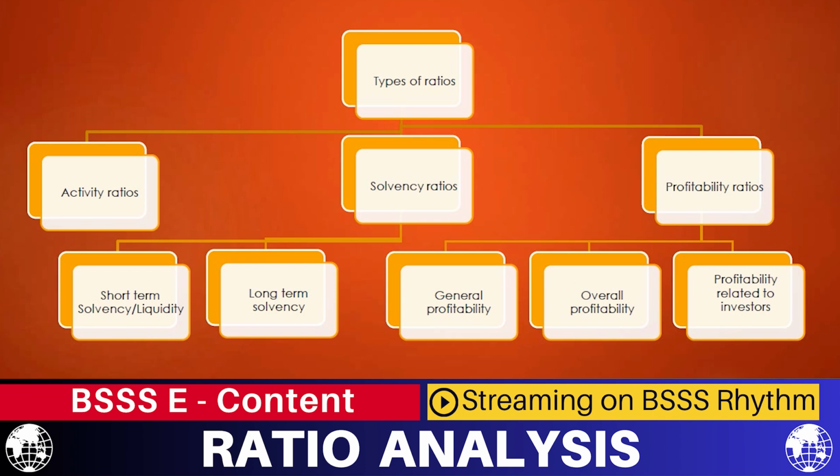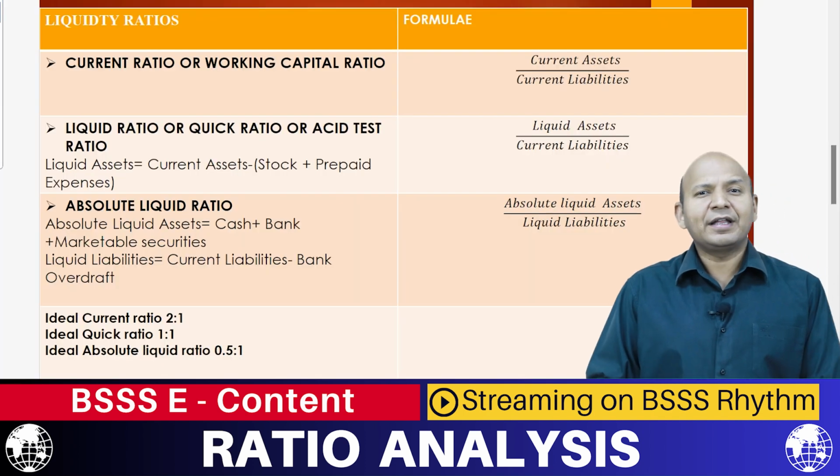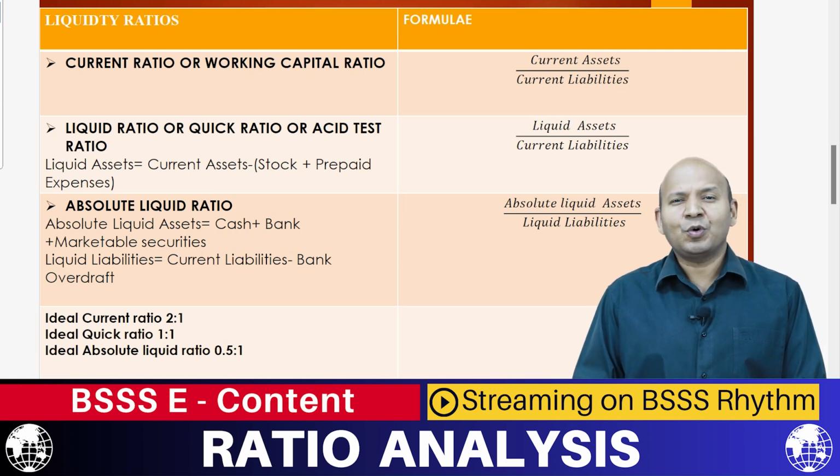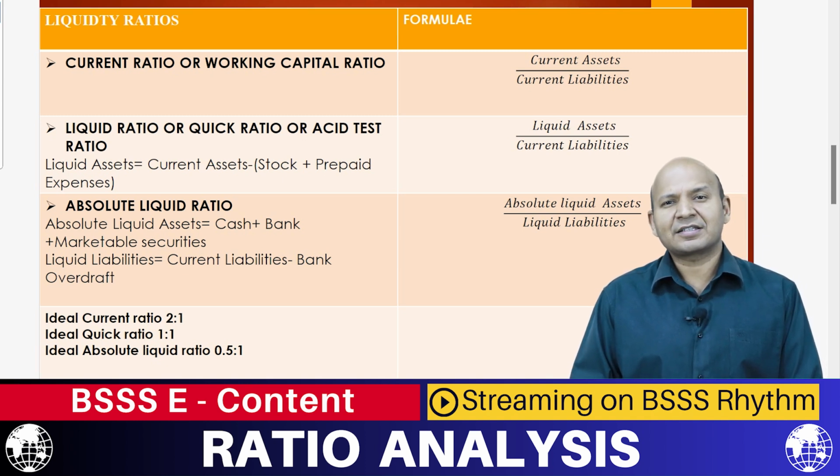In this module, we will be covering liquidity ratios, which are also termed short term solvency ratios. Under liquidity ratios, we calculate the current ratio or working capital ratio. The formula for calculating the current ratio or working capital ratio is current assets divided by current liabilities.